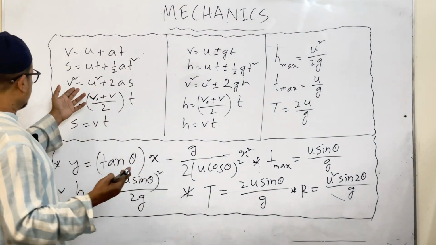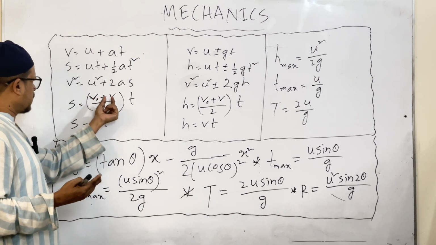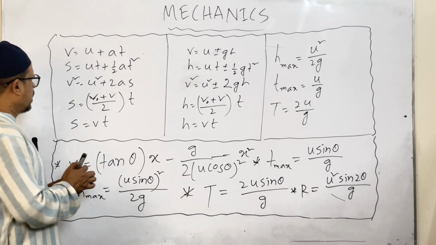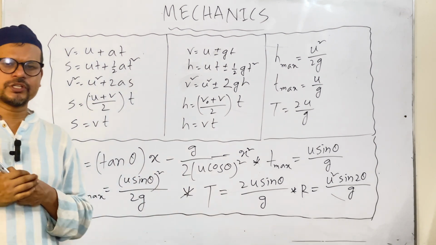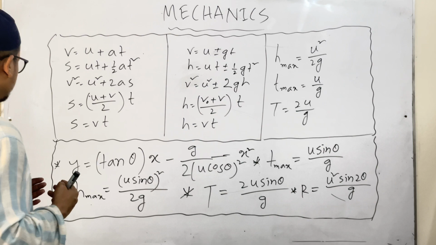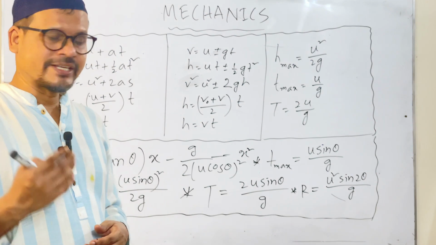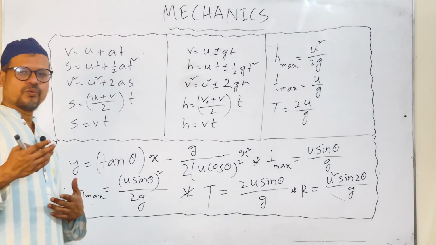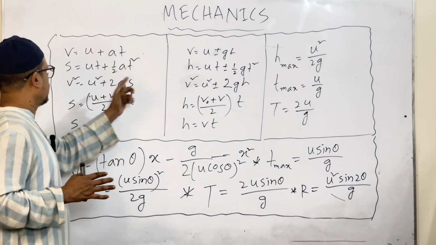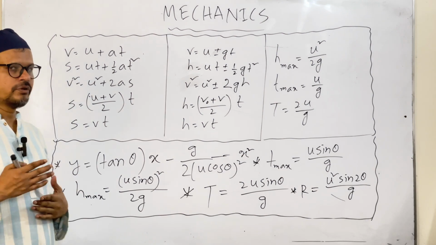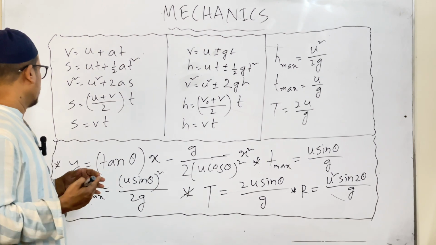Another formula: v square equals u square plus 2as. And s equals (v naught plus v) over 2 multiplied by t; you can write u or v naught, where u is initial velocity and v is final velocity. This formula is for uniform acceleration, and s equals vt is for uniform velocity. These are the 5 formulas, and you have to know where and how they are applied.